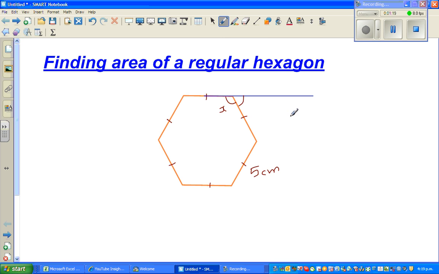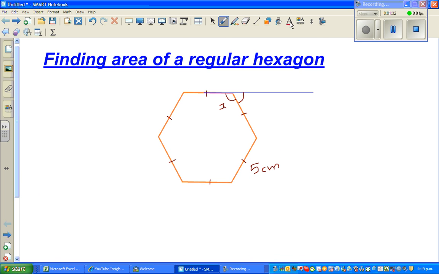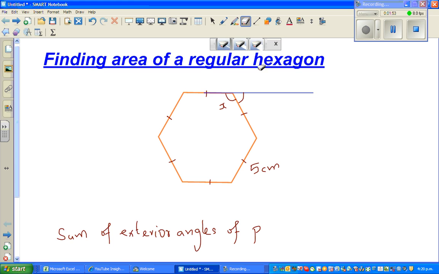If you watched one of my other videos, I have proved that the sum of exterior angles of any polygon is always 360. So let me write that. This is a very important rule: the sum or addition of exterior angles of any polygon, that means of any number of sides, is always 360. If you take any polygon, a hexagon, a pentagon, or an octagon, if you add the exterior angles, it will always be 360.